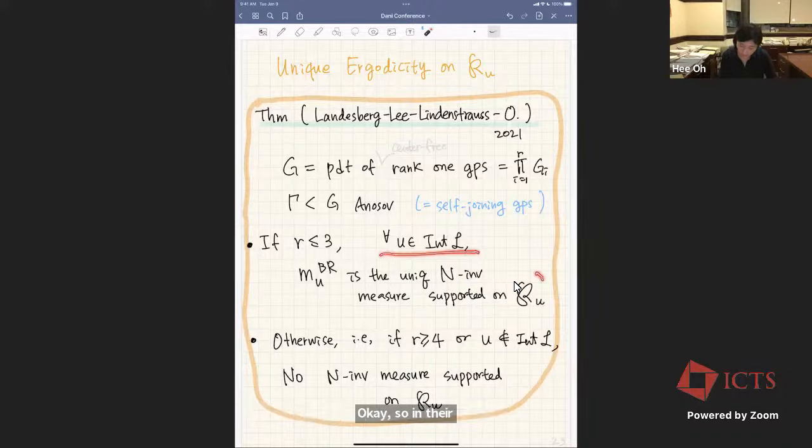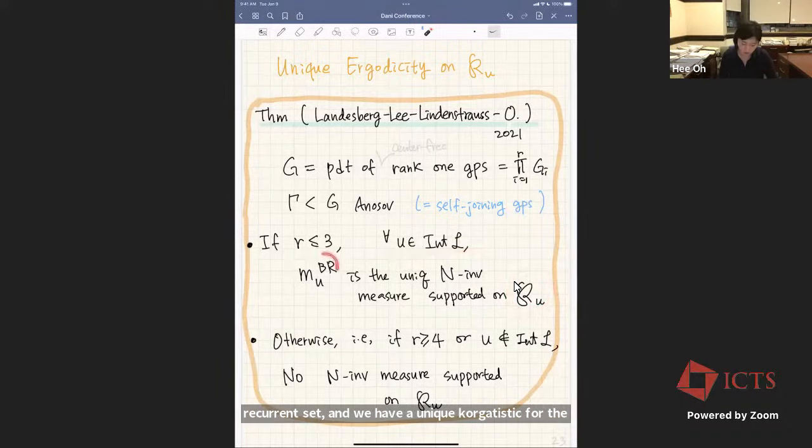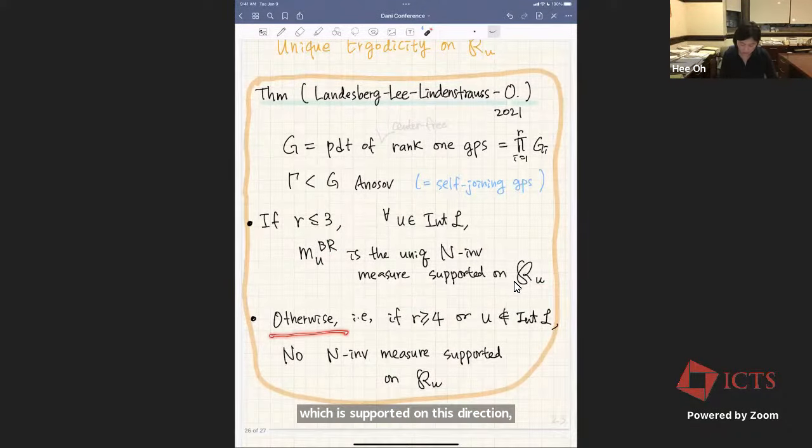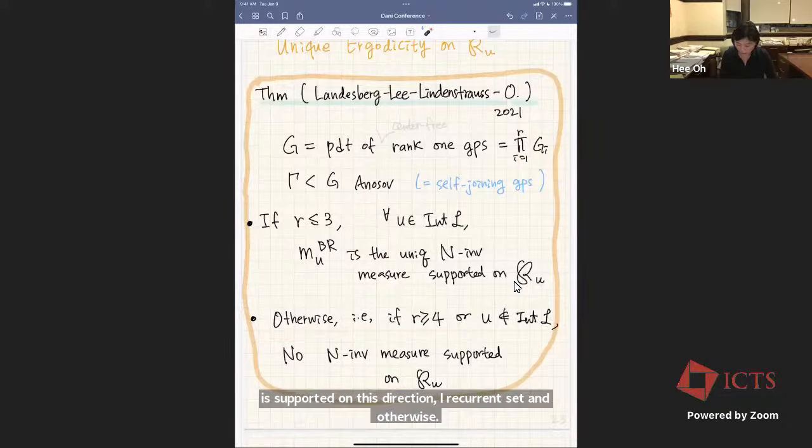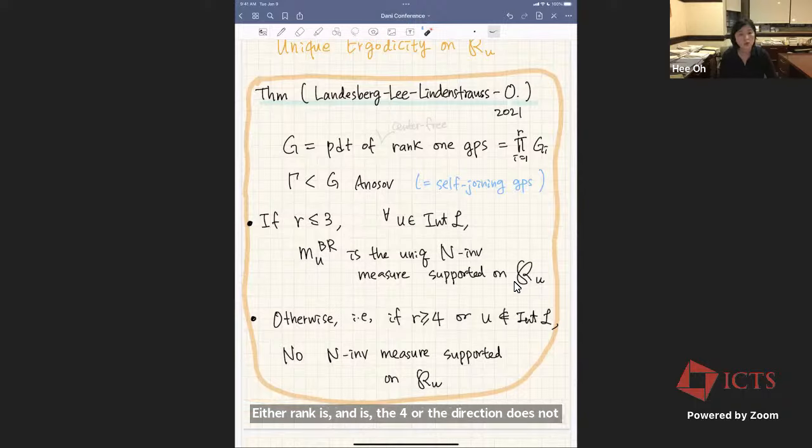for every direction in the interior of L, we consider this U directional recurrent set, and we have unique ergodicity for the maximal horospherical group action. More precisely, this Burger-Roblin measure in the direction U is the unique N-invariant measure which is supported on this directional recurrent set. And otherwise, either the rank is at least 4 or the direction does not belong to the interior of the limit cone. In that case, there is no invariant measure supported on this U directional recurrent set. So the directional recurrent set in that case does not support any maximal horospherical invariant measure.